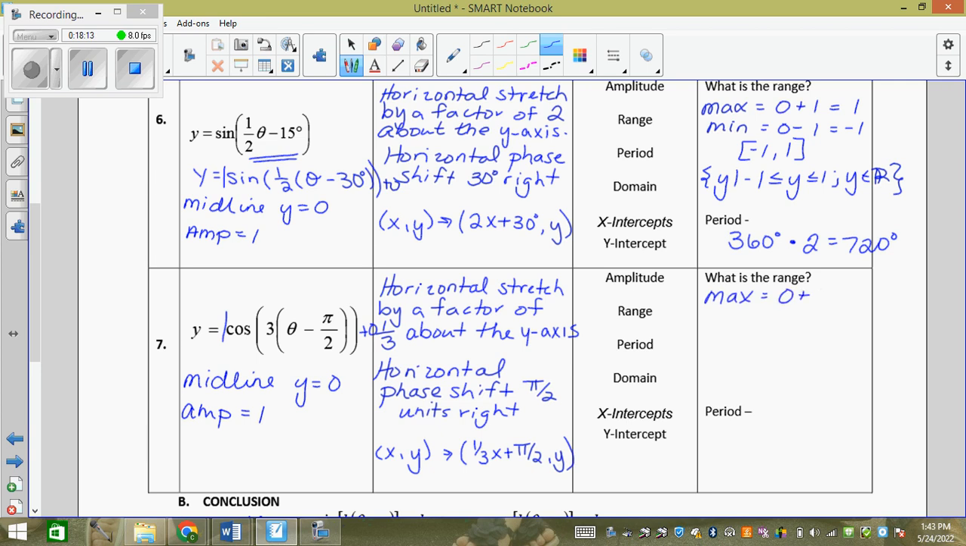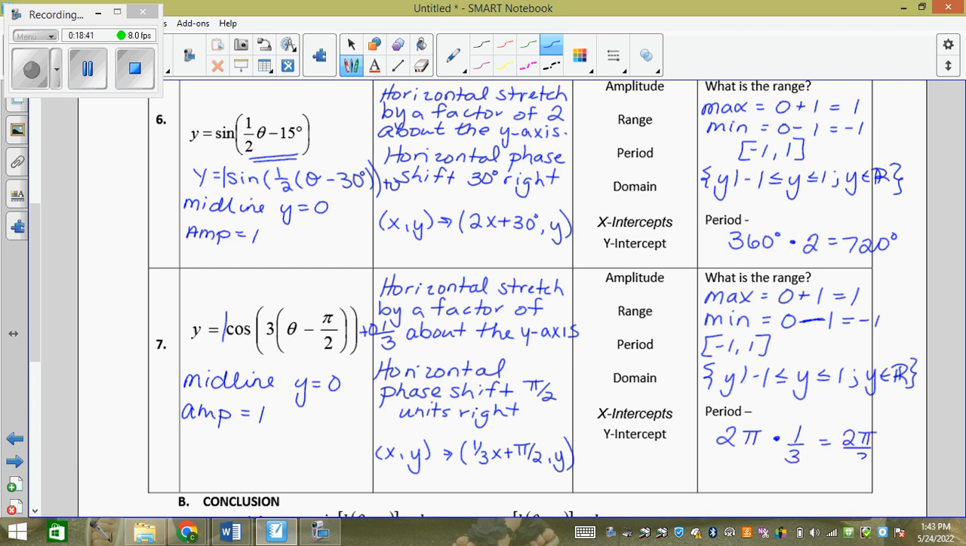0 plus 1, which is 1. 0 minus 1, which is -1. -1 to 1. -1 is less than or equal to y, it's less than or equal to 1, y is a real number. The c value is in radians, so my period is 2π times the horizontal stretch, which is 1/3. So I get 2π/3, which makes sense because I took my 2π and I shrunk it by 1/3, right? So 2π/3.